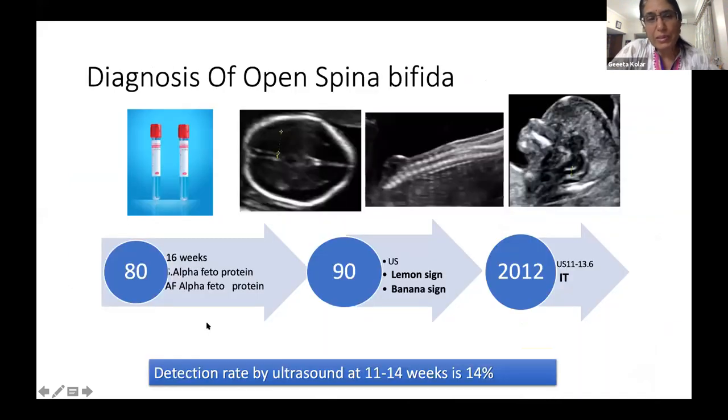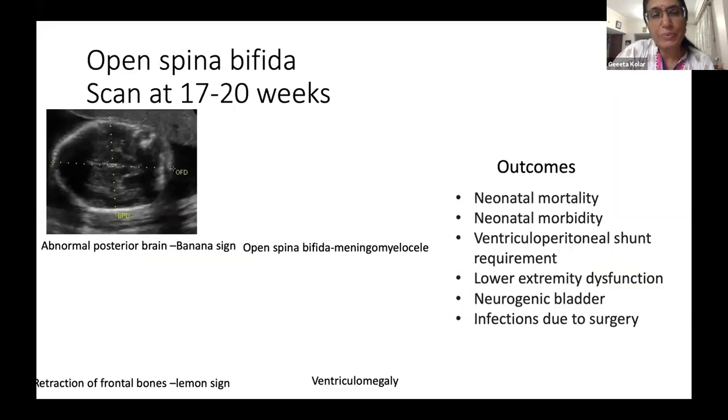What is important today is that the diagnosis of open spina bifida has also evolved over the years. In the 80s, the patients were often asked to do quadruple tests, and then if the alpha fetoprotein was raised, they were asked to go for a scan. But this is of no major relevance today, because you have indirect markers and direct evaluation of the spine, and today, as early as 11 to 13 weeks, intracranial translucency, which is the future fourth ventricle, is an important marker to see if this patient has a neural tube defect. So the detection rate by ultrasound at 11 to 14 weeks today is about 14 to 15%.